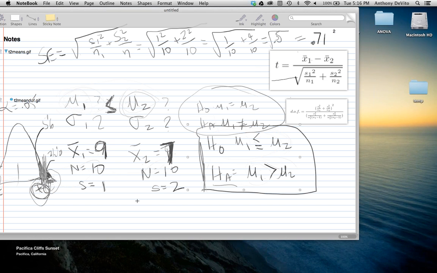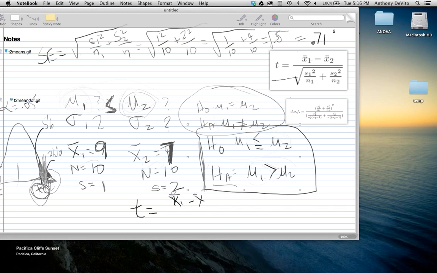Okay, so now my t-score is equal to the difference between these two means, x bar 1 minus x bar 2, over the standard error, or in other words, 9 minus 7 over 0.71.